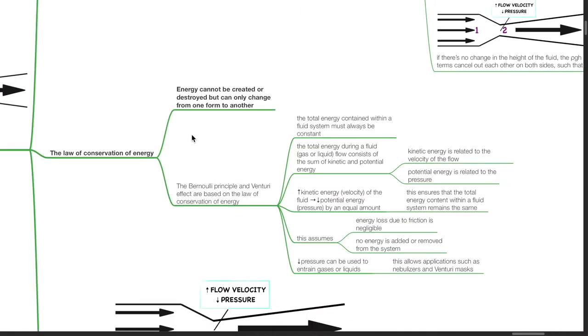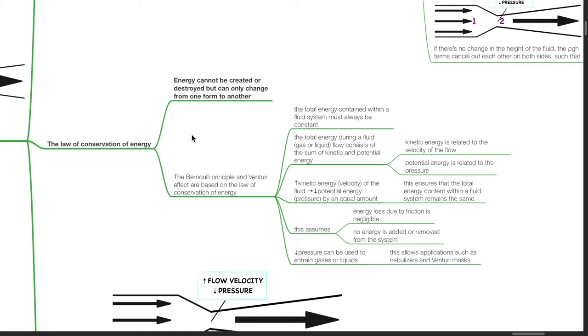The law of conservation of energy states that energy cannot be created or destroyed, but can only change from one form to another. The Bernoulli principle and the Venturi effect are based on the law of conservation of energy. The total energy contained within a fluid system must always be constant. The total energy during a fluid flow consists of the sum of kinetic and potential energy.